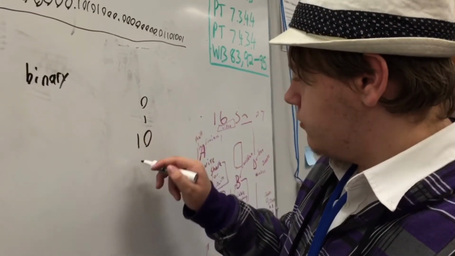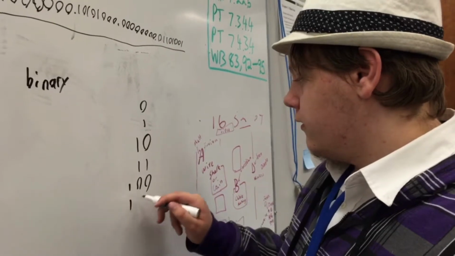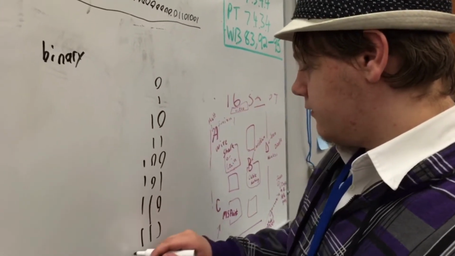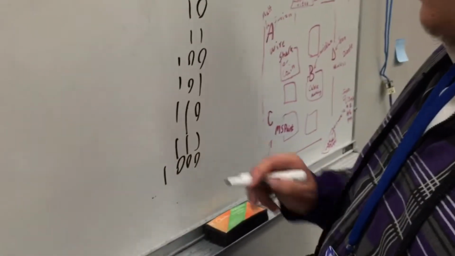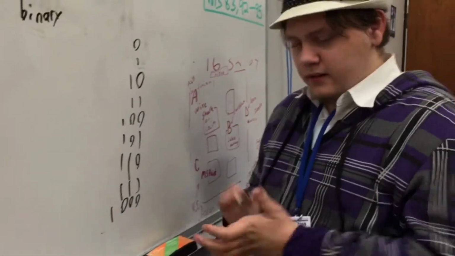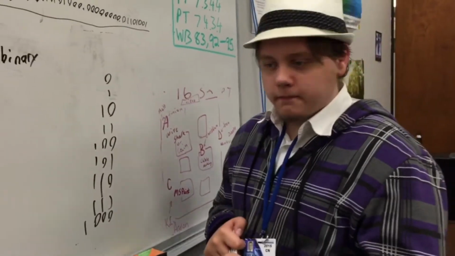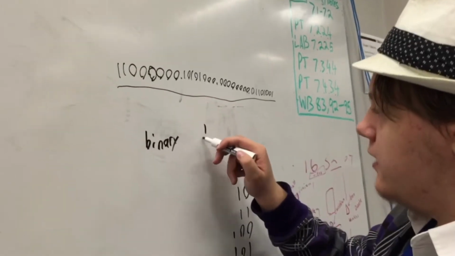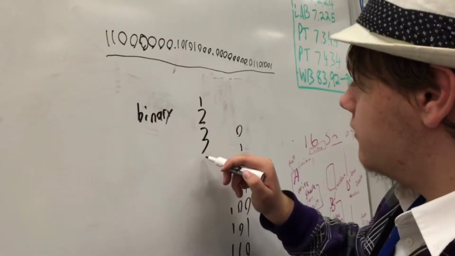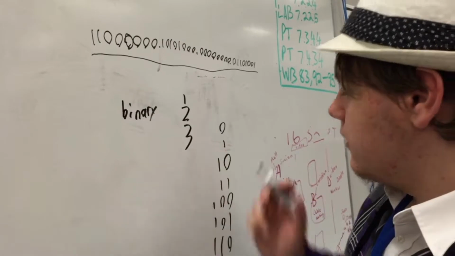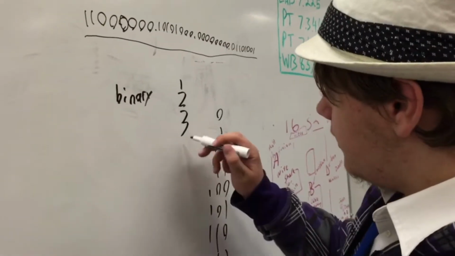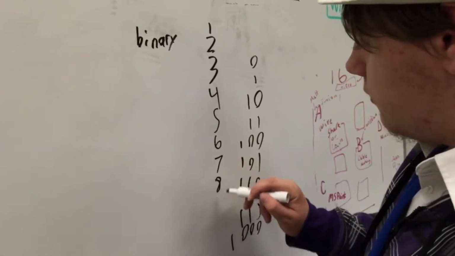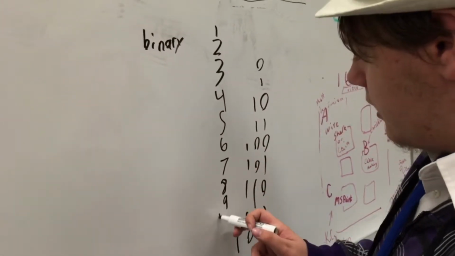In base 10: 0, 1, 2, 3, 4, 5, 6, 7, 8. Not confusing. Let me explain this. The way that we count is we go up an integer every time we add 1. But when we get to 9, we're out of integers, aren't we? So what do we do? We go over 1 and we start again.